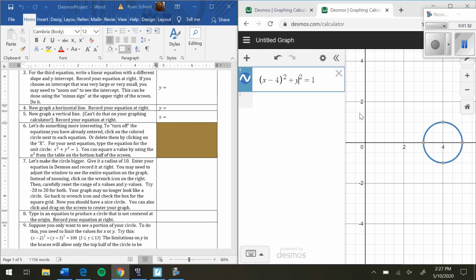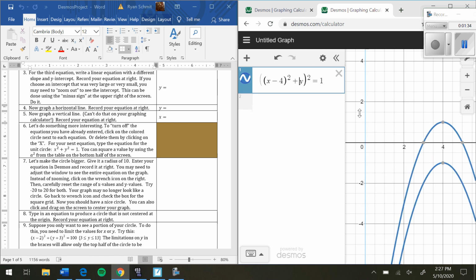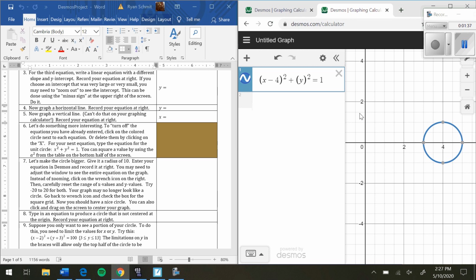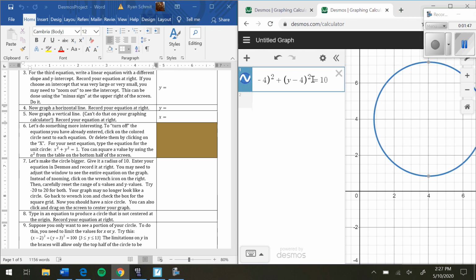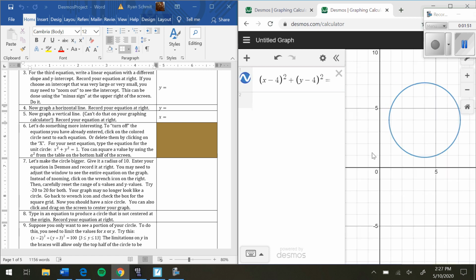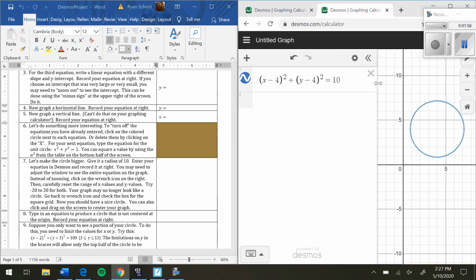I'm going to say y minus 4. And now I have a circle centered at 4, 4. If I want to change the radius, I can just make it bigger. So there we go. And realistically, you guys can type in equations. That's not what I want us to look at. I want to just look at a piece of this circle.